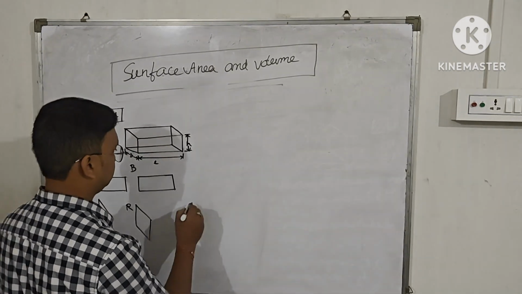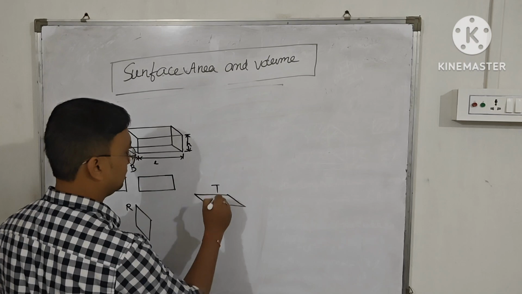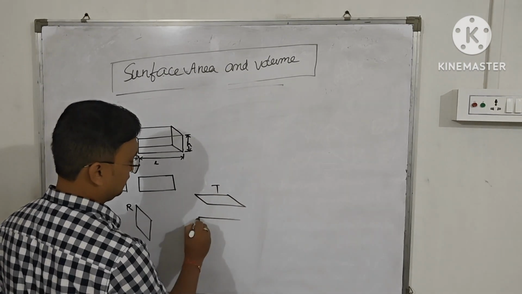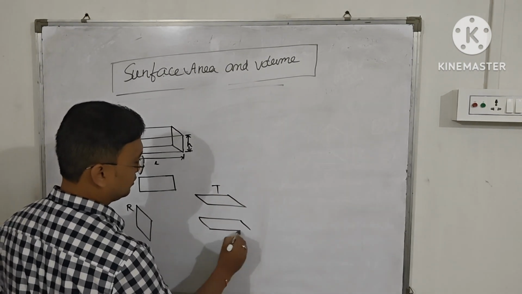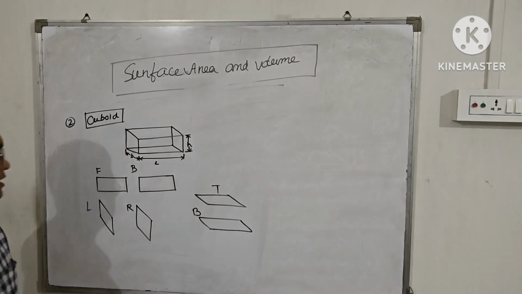Then this is the top face and this is the bottom face. So I have detached this cuboid into 6 parts.